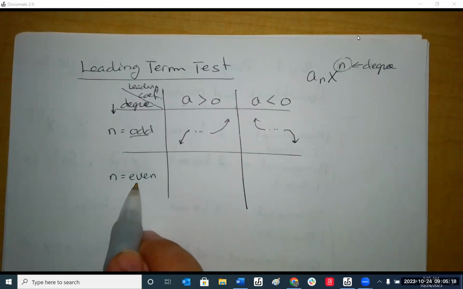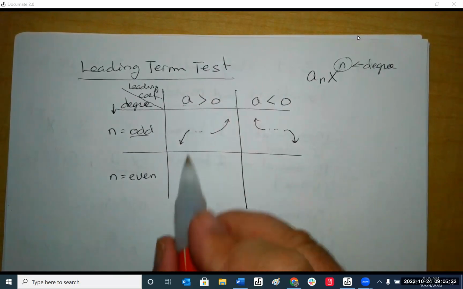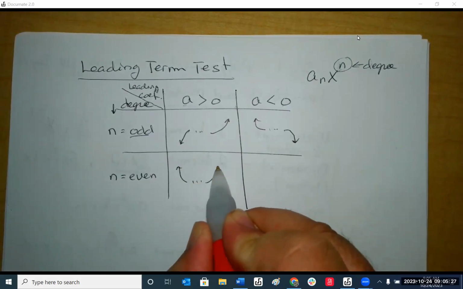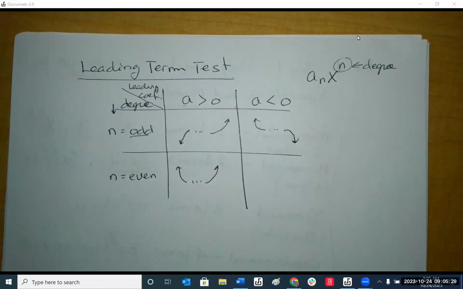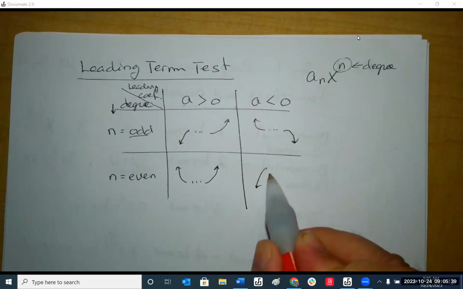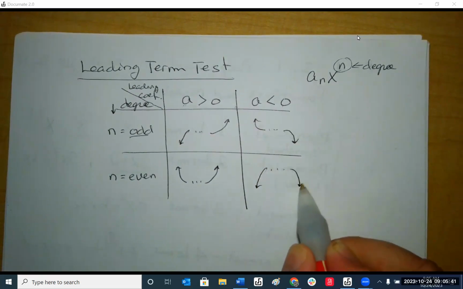If our degree is even and A is positive, that means both ends point the same direction. They point up. If A is negative, they point the same direction and they point down.